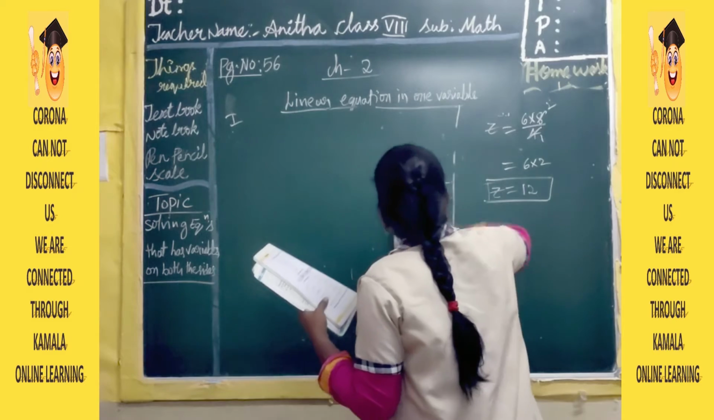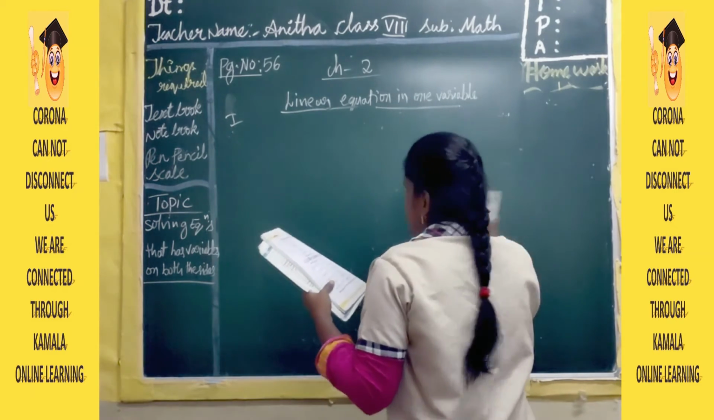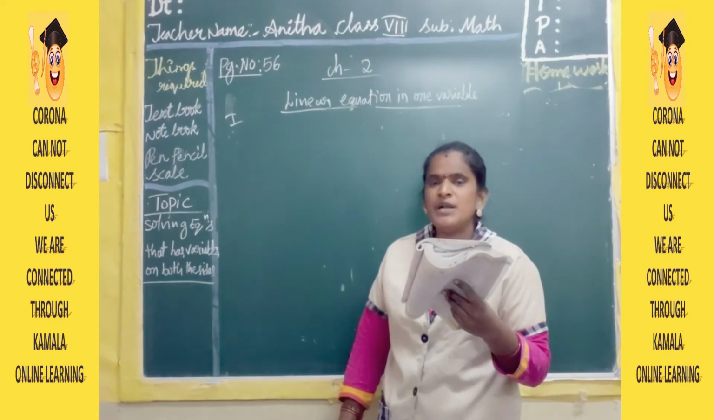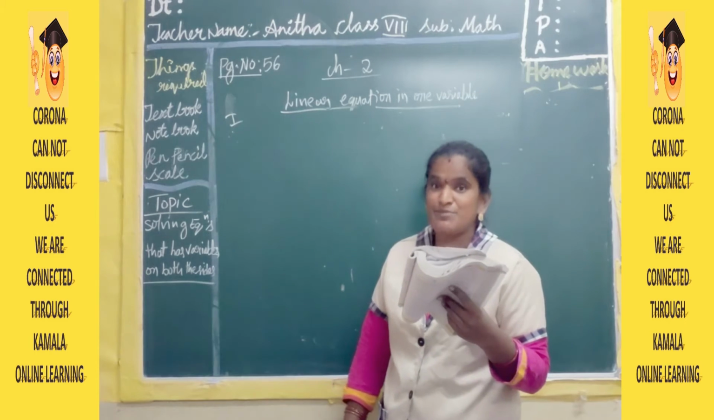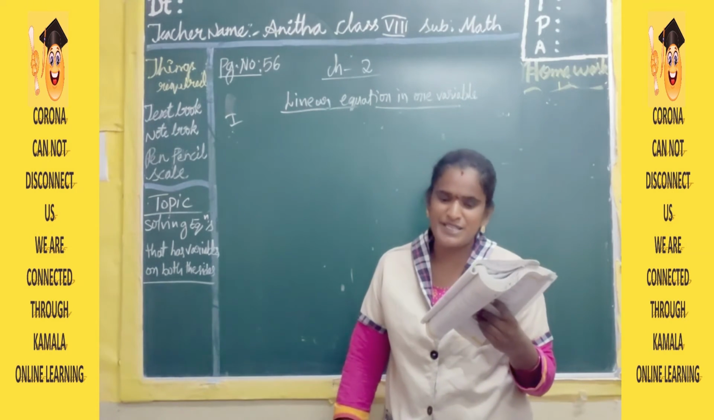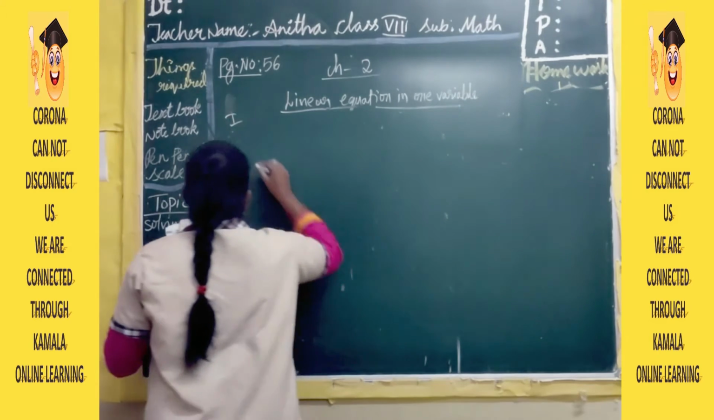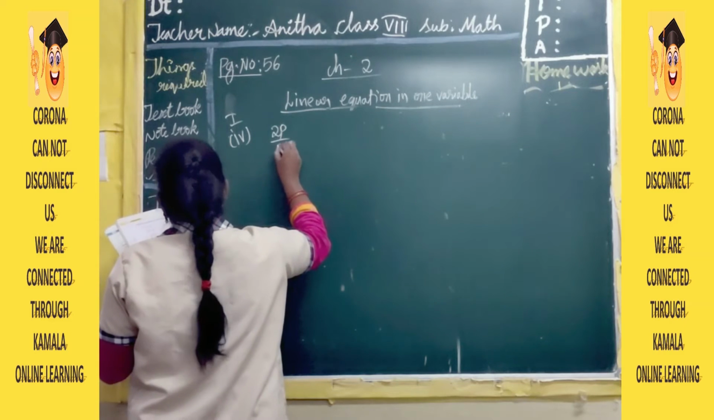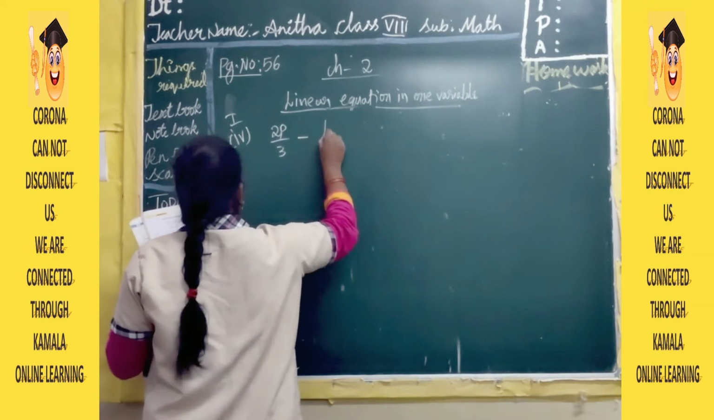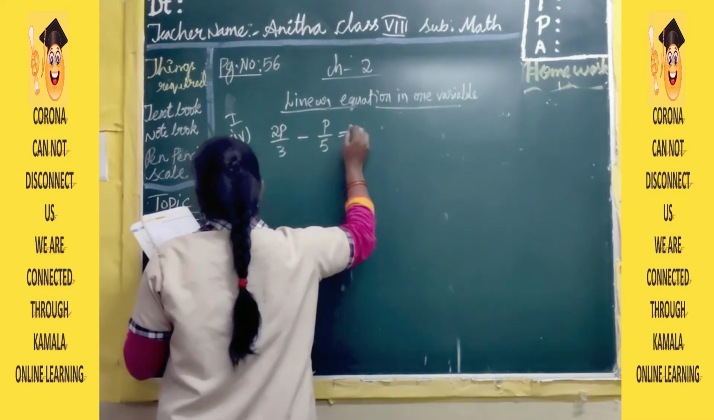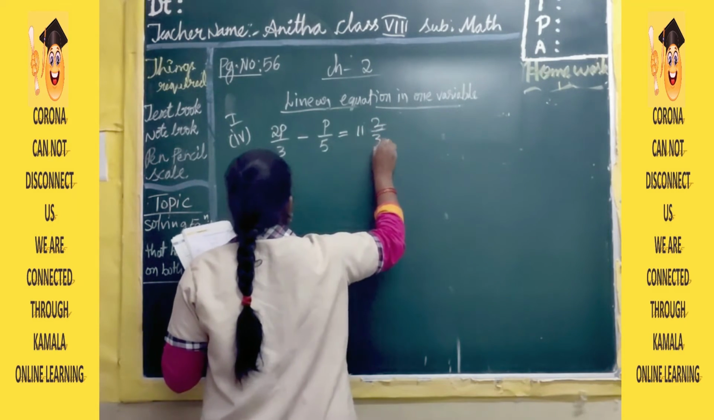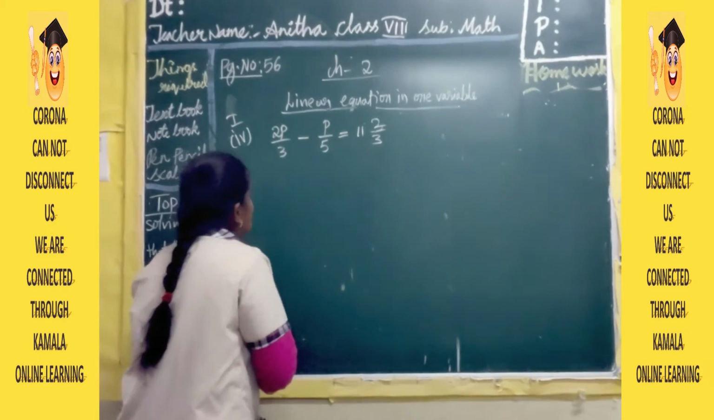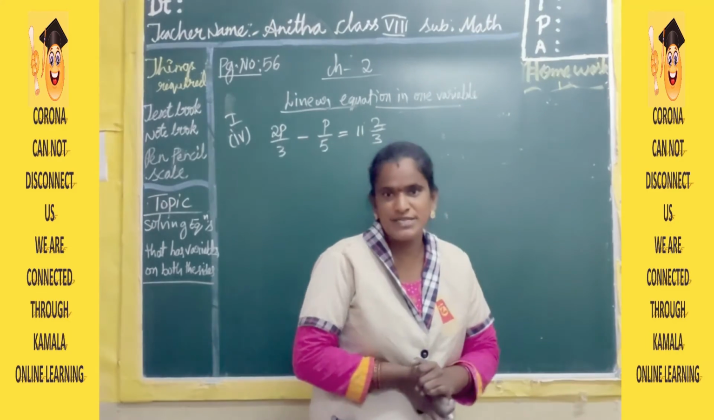What is given? Listen properly. What is given in this: 2p by 3 minus p by 5 is equal to 11 2 by 3. A mixed fraction is given, 11 and 2 by 3. Okay. Now this is the fourth problem. 2p by 3 minus p by 5 is equal to 11 2 by 3 is given.